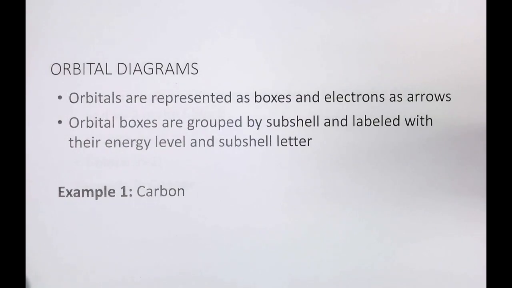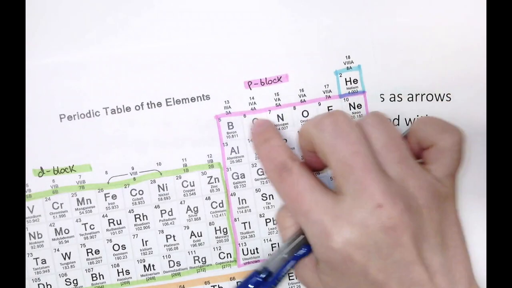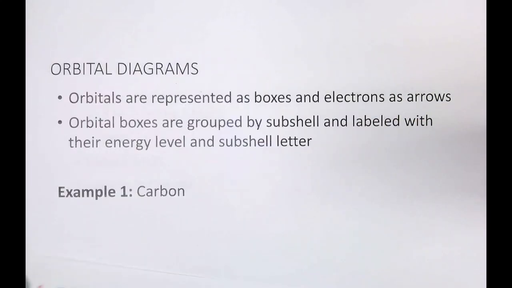Alrighty folks, let's work through this first example. Make sure you have your periodic table handy. The first thing we need to know is how many electrons carbon has, which if we look, carbon has the atomic number 6, so that means it has 6 total electrons.